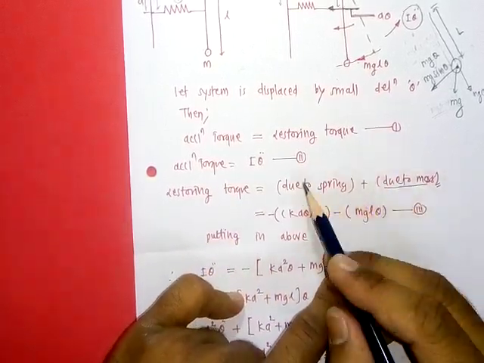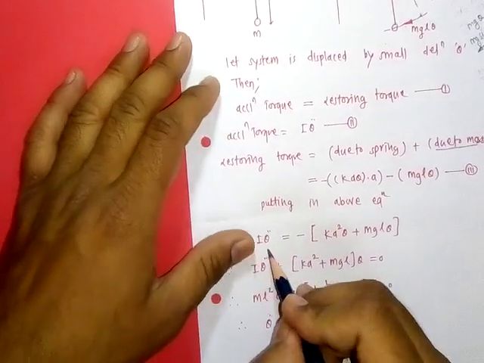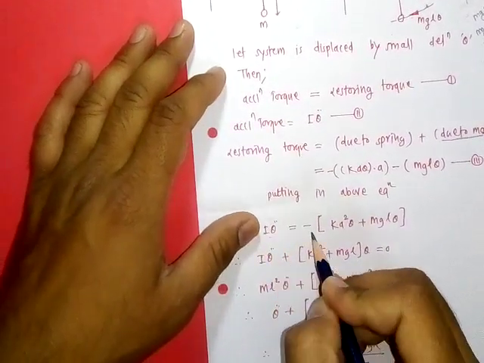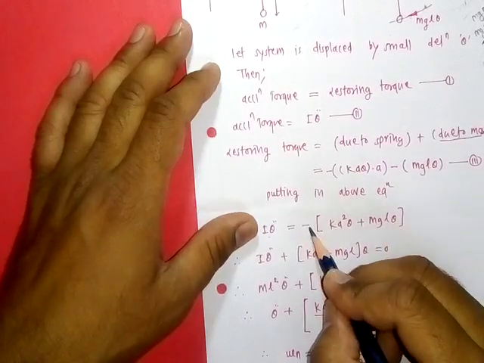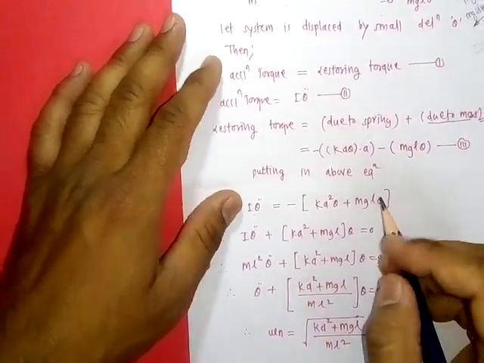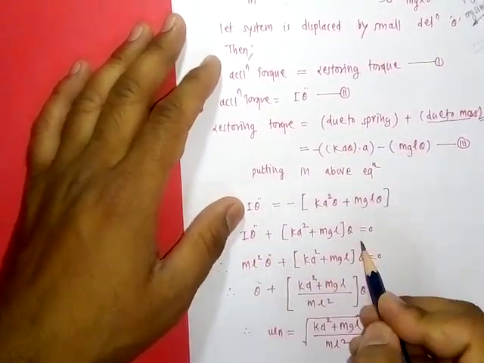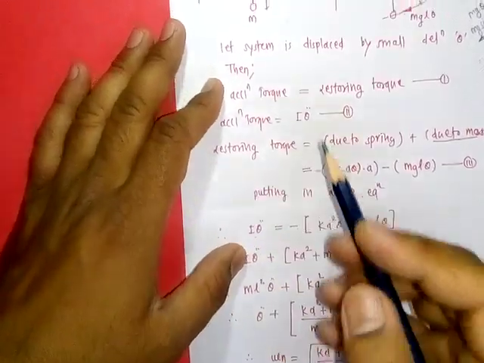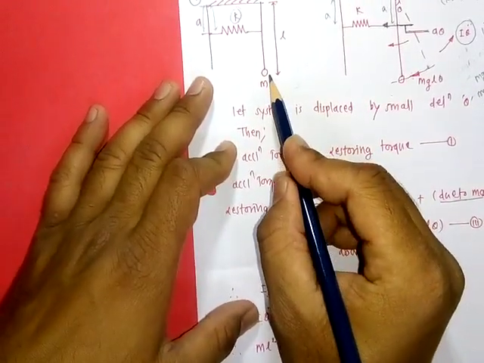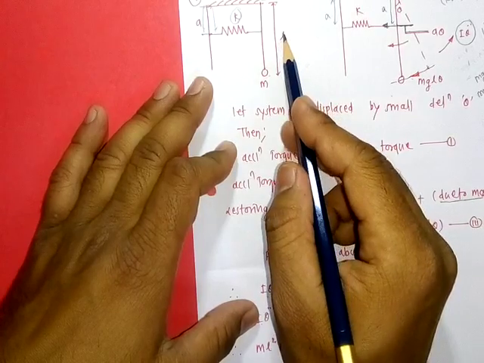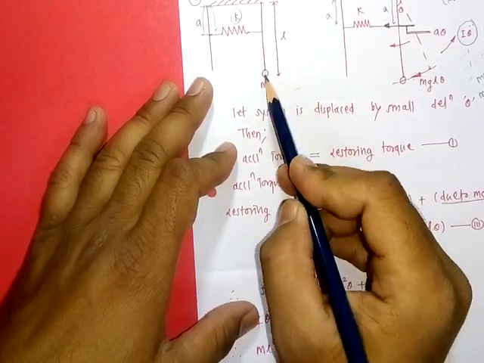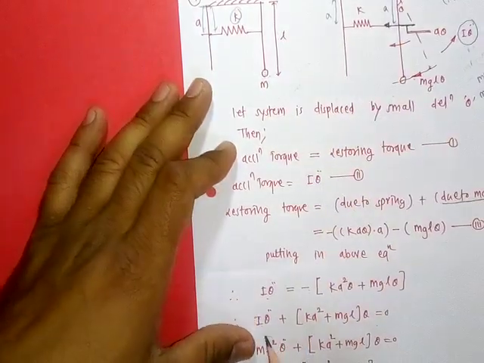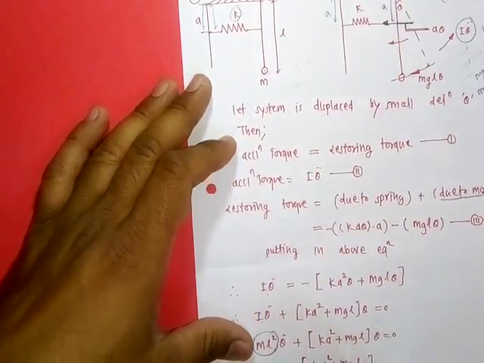Putting these values in equation 1, we get I theta double dot is equal to minus (k a square plus mgl) theta. The minus indicates both are in the opposite direction to the motion. Adjusting terms here, I is the mass moment of inertia of this mass. As this string is massless, the total mass of the system is m, so I will be ml square here.